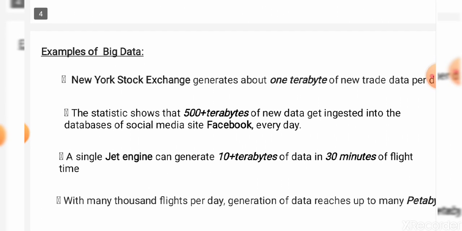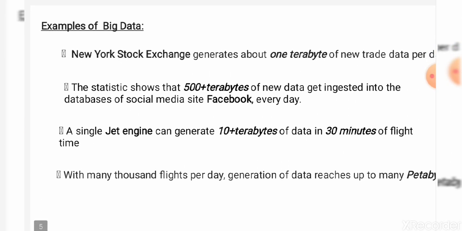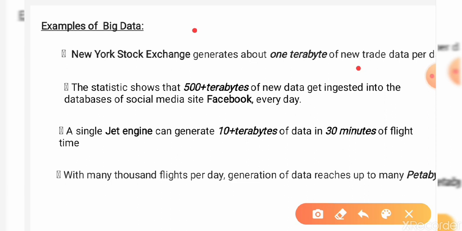Let us see some examples of big data. One example is the New York Stock Exchange, which generates about 1 terabyte of new data per day. In Facebook, 500 plus terabytes of new data are ingested into the database of the social media site every day. Another example is a single jet engine, which can generate 10 plus terabytes of data in 30 minutes of flight time. With many thousands of flights per day, the data generated reaches many petabytes. These are some examples of big data.